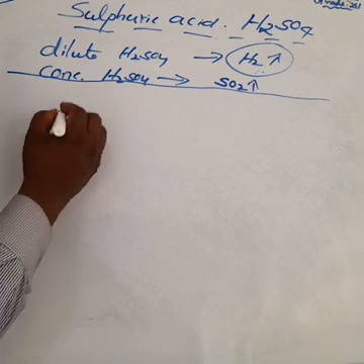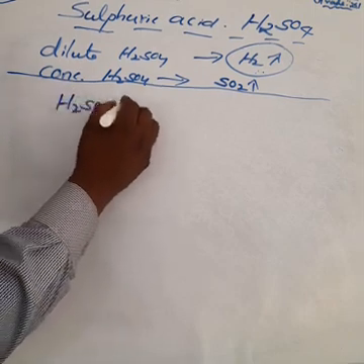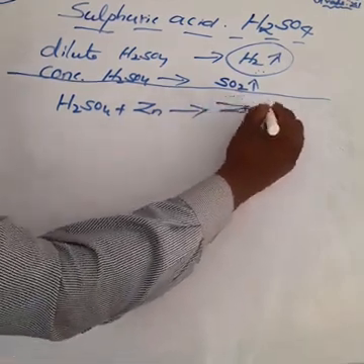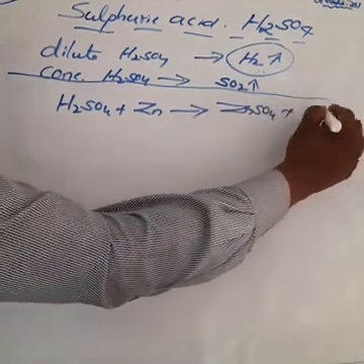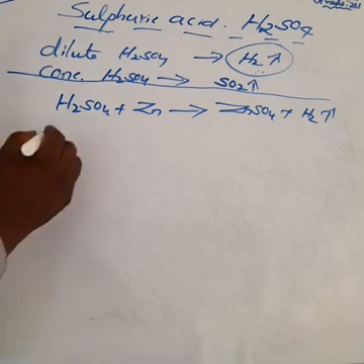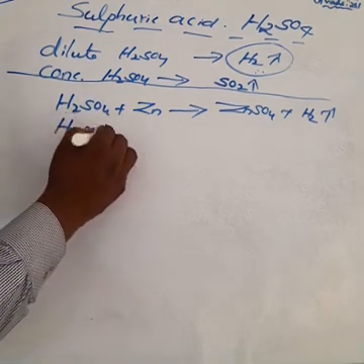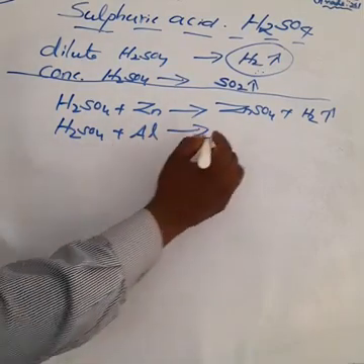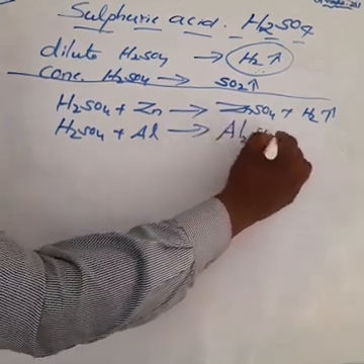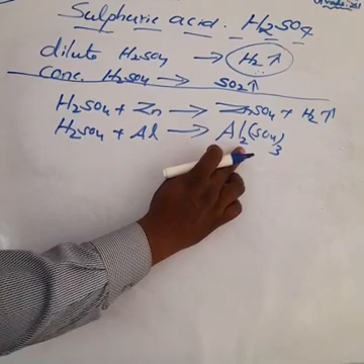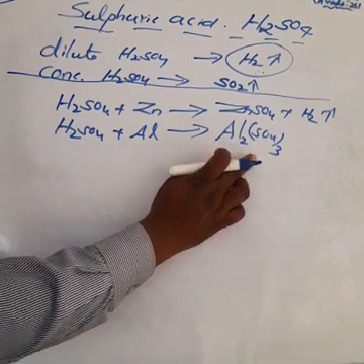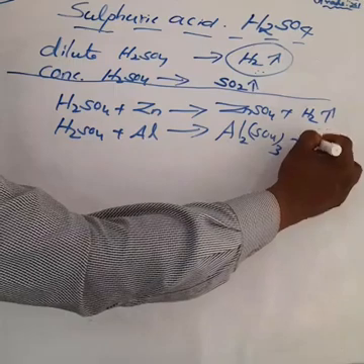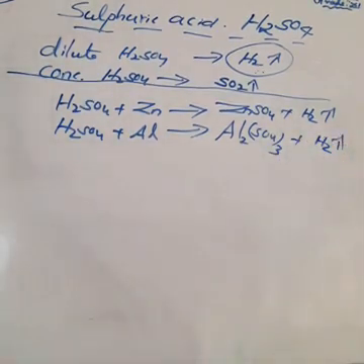Dilute sulfuric acid, that is H2SO4, reacts with the zinc metal Zn, we get zinc combines with the sulfate to form ZnSO4 and also liberating H2 gas. Same like, I am taking aluminium, that is sulfuric acid H2SO4 plus aluminium Al gives, the respective product is aluminium sulfate. What is the formula? Al2(SO4)3. And also we get hydrogen gas H2.